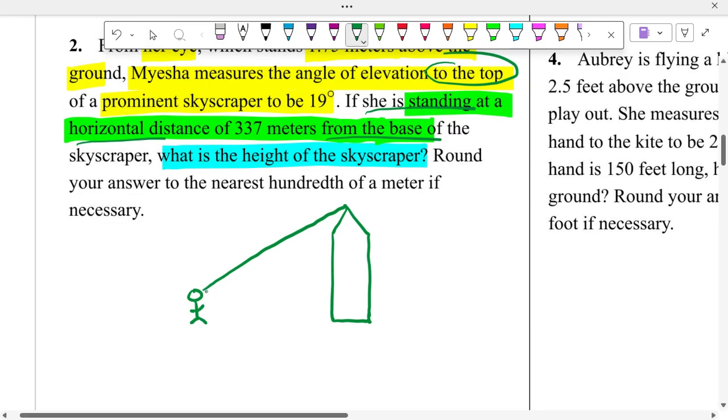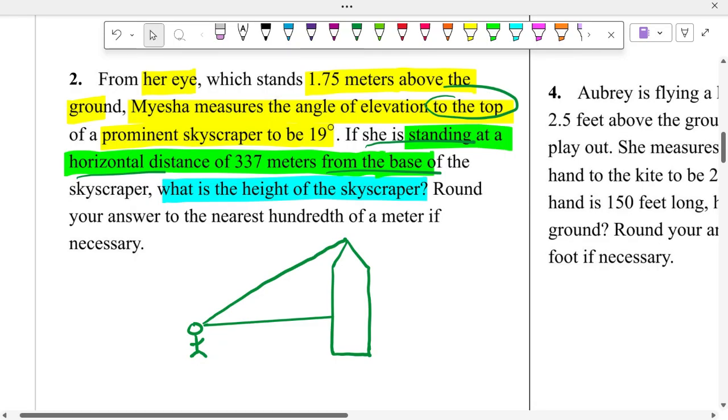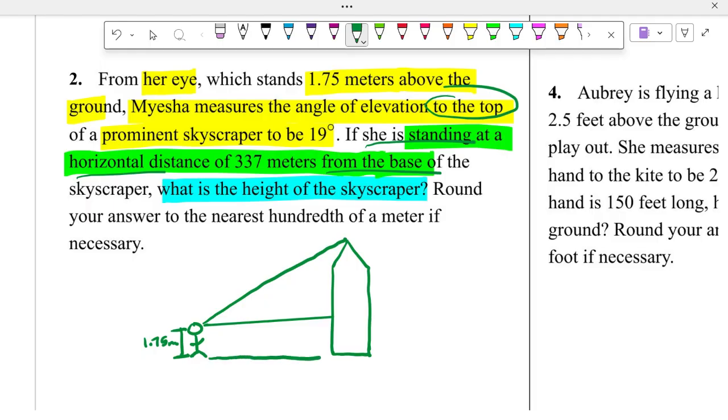Now, it says that she is standing 1.75 meters from the ground. That's how high her eyes are from the ground. So 1.75 meters from the ground. And she's standing 337 meters from the base of the skyscraper.